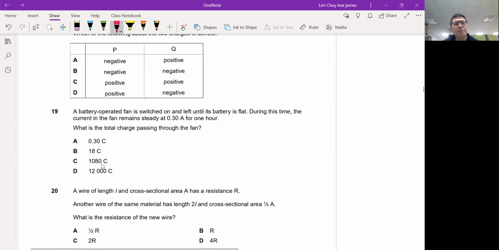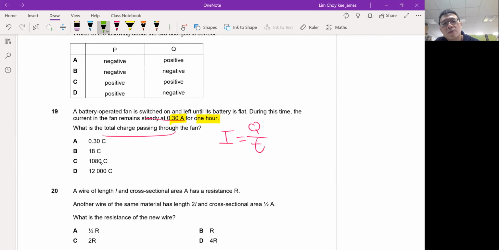Now for 19, charges. The words charge, current, and 1 hour. When you look at charges and electricity, one of the common formulas we are looking at is current equals Q over t. Current is the flow of charges. For this type of question, you will know the SI unit of charge is the coulomb. For time, take note, it is always in seconds, so you must go and convert yourself. In this case, current is 0.30 A, and 1 hour is actually 3,600 seconds.